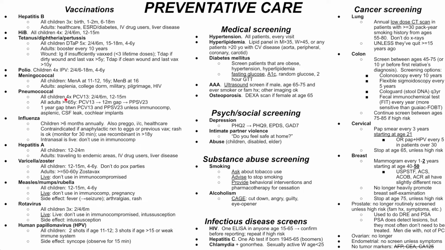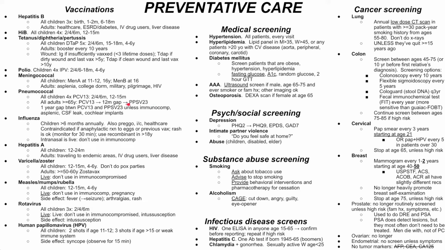There are 4 doses of the PCV13 vaccine. That happens at 2, 4, 6 months, and the last dose is between 12 and 15 months. All adults over the age of 65 also get this PCV13 vaccine, and they also get a second one called PPSV23. And you normally want a 12-month gap between these 2 pneumococcal vaccines in adults.